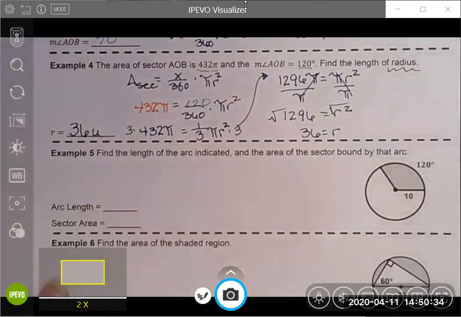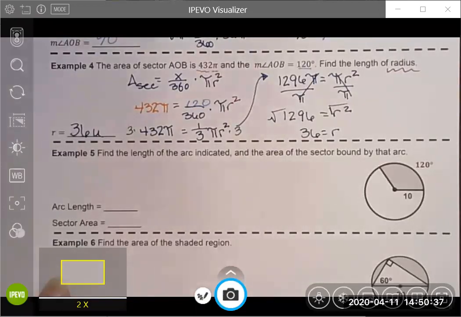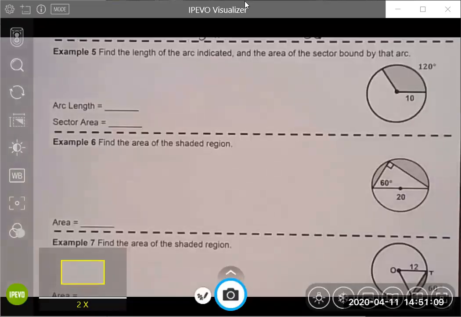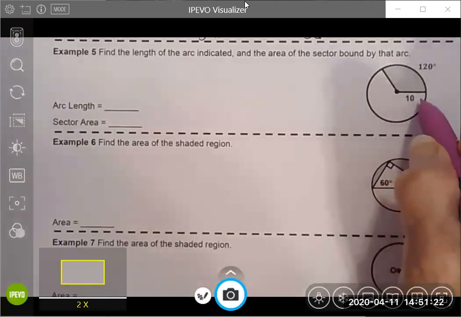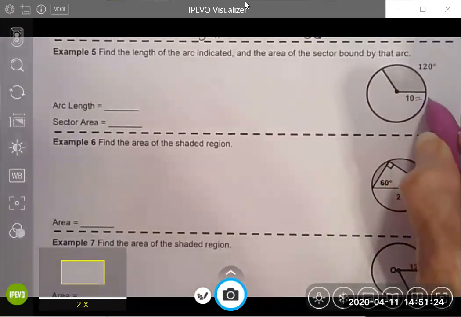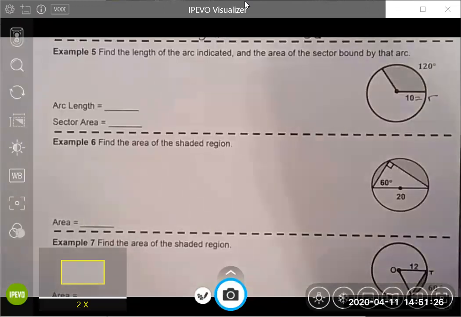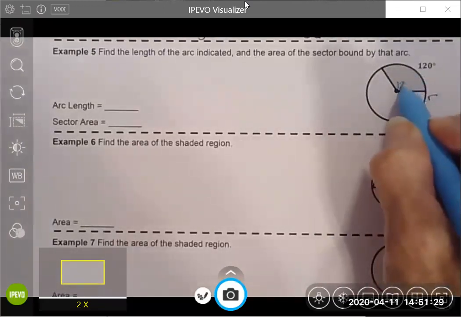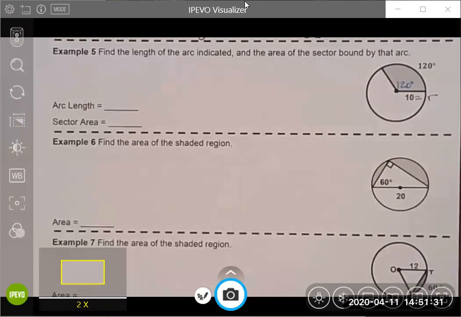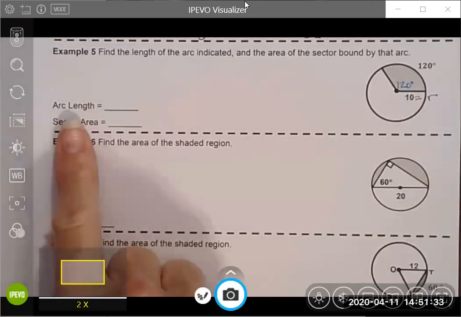Okay, shall we do one more? Let's plow ahead. Example 5 is actually a lot like example 2. After doing the 2 previous problems where we were working backwards, in this one, we're just going to plow straight ahead. The first thing I'll notice is that I was given a radius of 10. I'm going to label my picture. My intercepted arc is the same as my central angle. And in this problem, I'm being asked for both the arc length and the sector area.